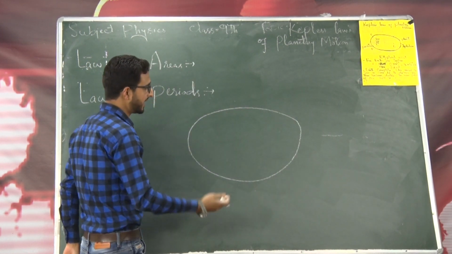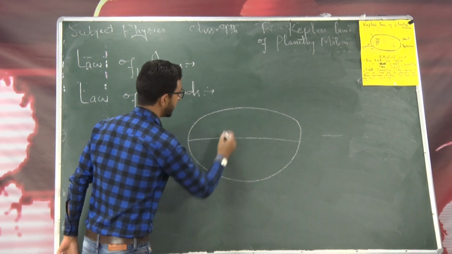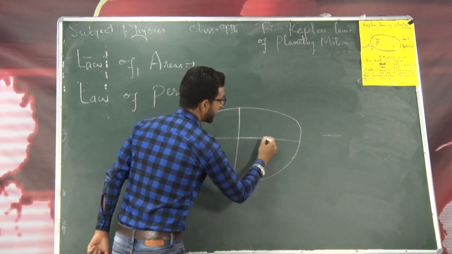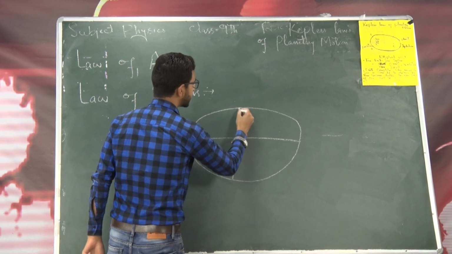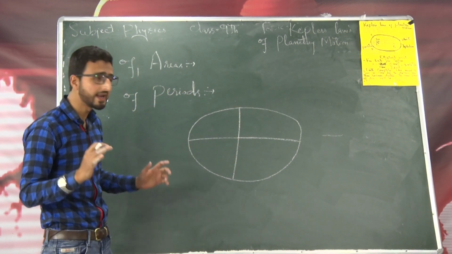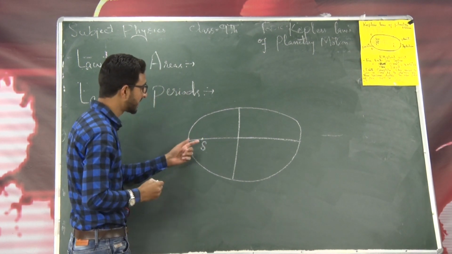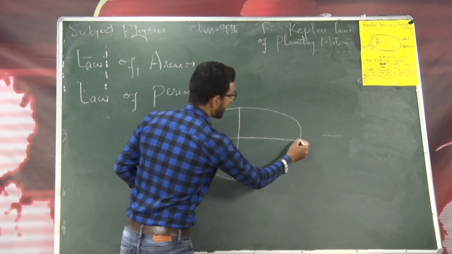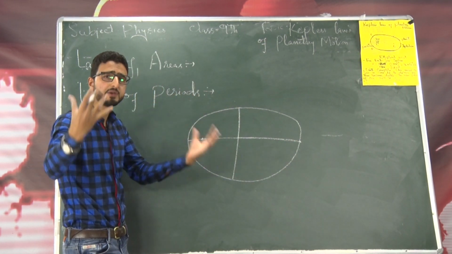Let me clear the terminology here. This is the major axis, and this is the minor axis of the ellipse. Then what can we call this axis? Semi major axis, and this axis as semi minor axis. Now if the sun is situated at one of the foci, this position will be called the perihelion, and when the planet is farther away from the sun, this position we call aphelion.